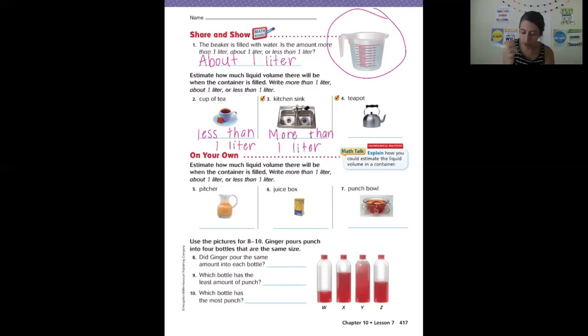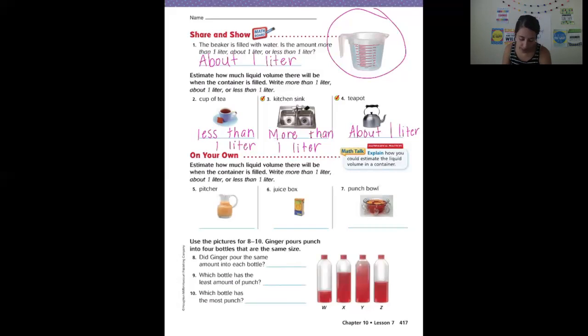Okay, now let's go ahead and look at the teapot. Do we think the teapot holds more than 1 liter, about 1 liter, or less than 1 liter? Let's look at the cup and the kitchen sink too next to us. If you said about 1 liter, you are correct. A teapot holds about 1 liter of liquid. Good job.